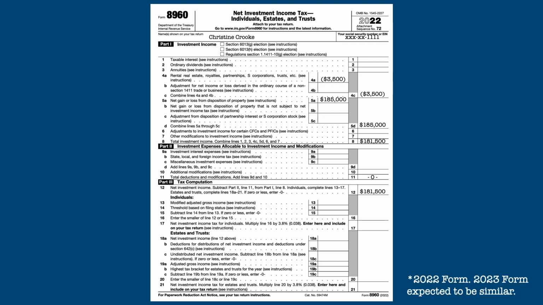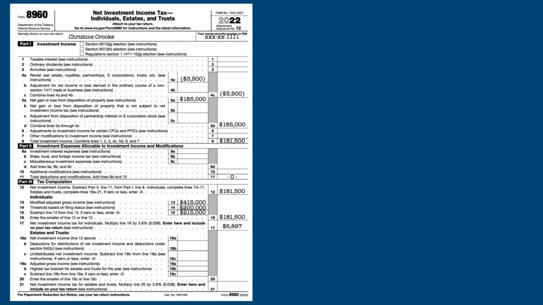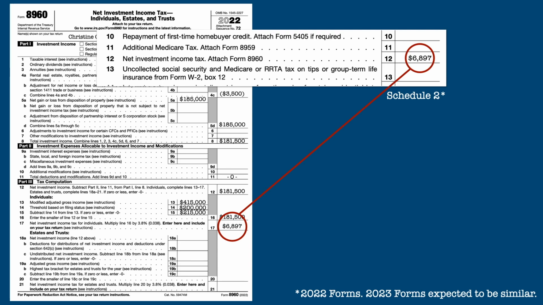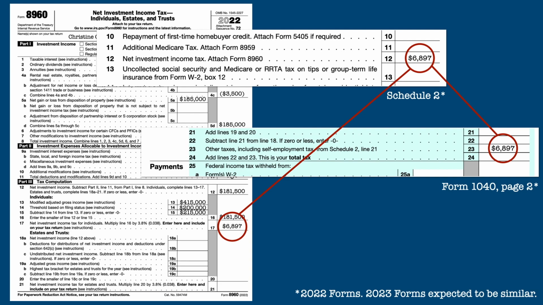She then enters her adjusted gross income on line 13 and the threshold based on her filing status, which is $200,000, on line 14. The figure from line 14 is then subtracted from the amount on line 13, and this amount, or the amount from line 12, whichever is lower, is entered on line 15. This is the amount of net investment income that is subject to the net investment income tax and is multiplied by 3.8% to arrive at the tax. The tax is then entered on line 12 of Schedule 2, and this amount, along with any other additional taxes from Schedule 2, is transferred to line 23 of Form 1040.